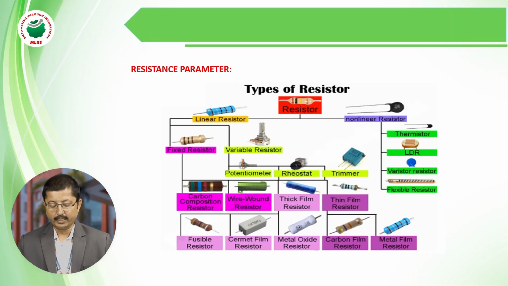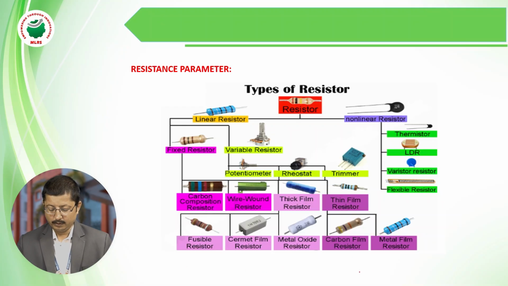So we will see the different types of resistors here. We have the different types of resistors: linear resistor, non-linear resistor, fixed resistor, variable resistor, thermistor, light dependent resistor, varistor, rheostat, potentiometer. These different types of resistors are used for different applications in electrical engineering.